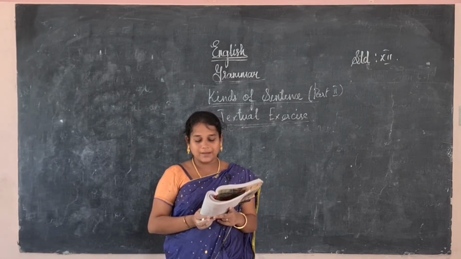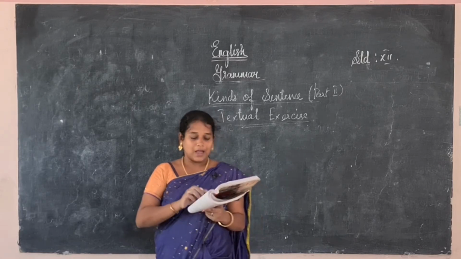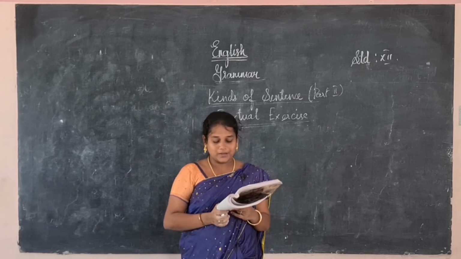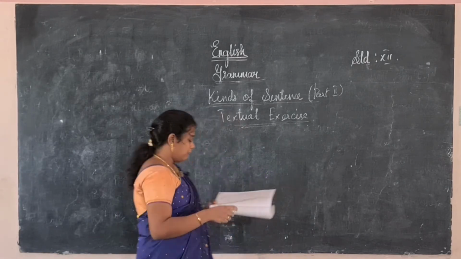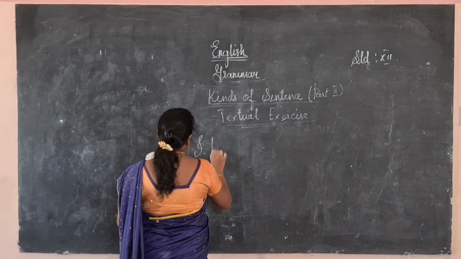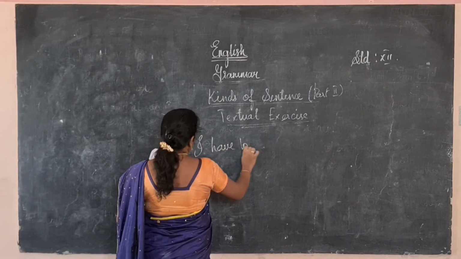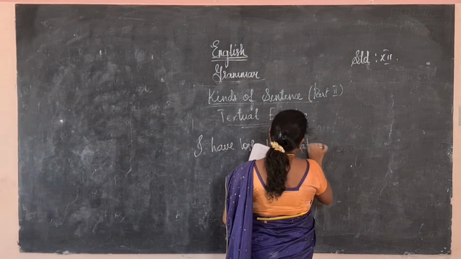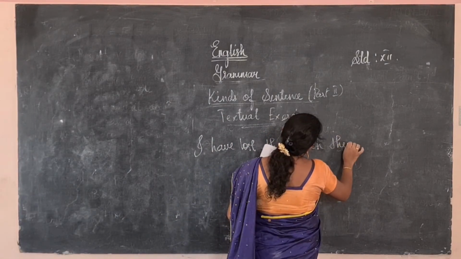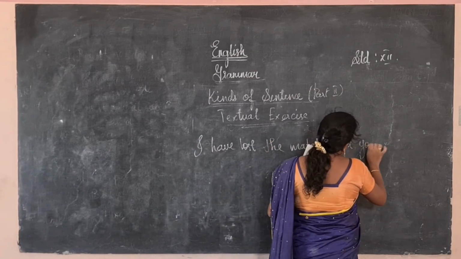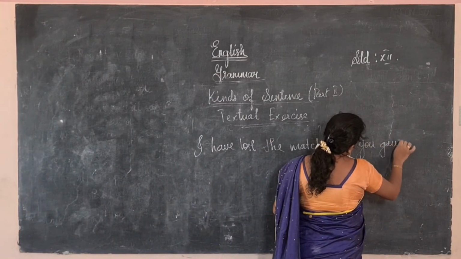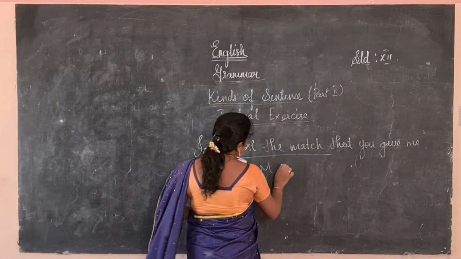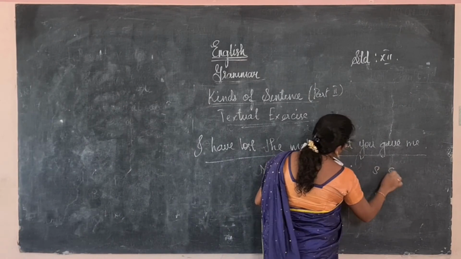I have lost the match that you gave me. I have lost the match, it is a main clause. That you gave me, that is a subordinate clause. I have lost the match is the main clause and that you gave me is the subordinate clause.